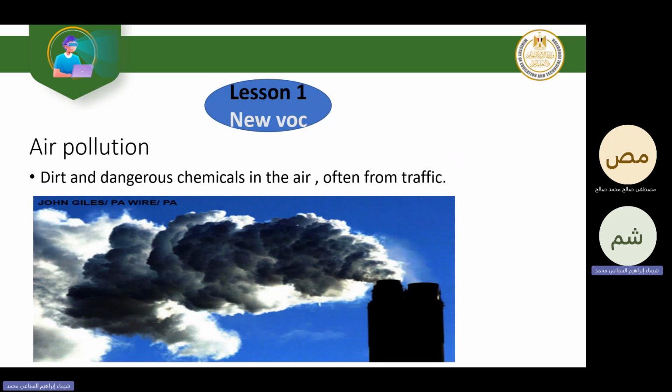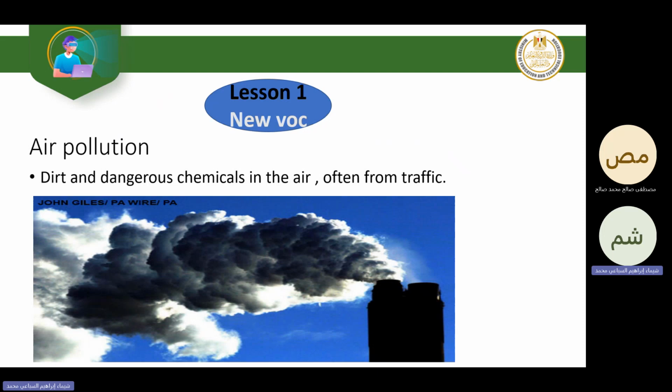The first word here is air pollution. What does this word mean? It's dirt and dangerous chemicals in the air, often from traffic. So air pollution means all the dangerous chemicals that are in the air from traffic, from cars, taxis, buses, from factories. Can you see all the smoke and fumes coming out of the factory? So this is the meaning of air pollution.